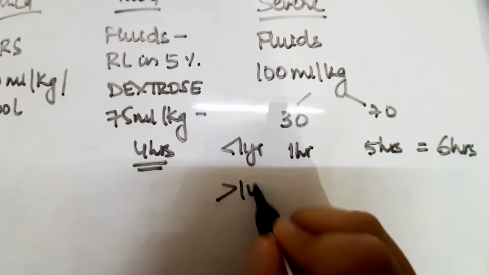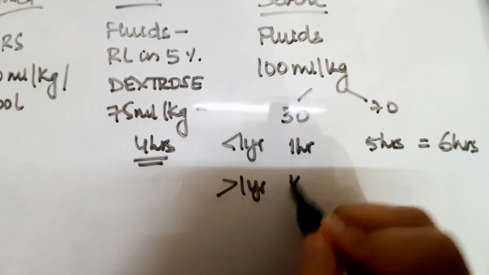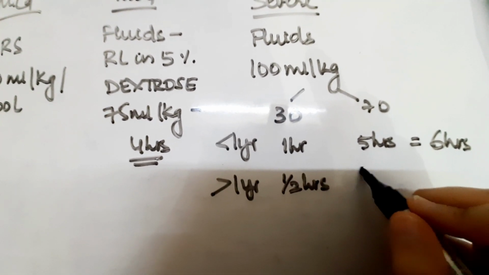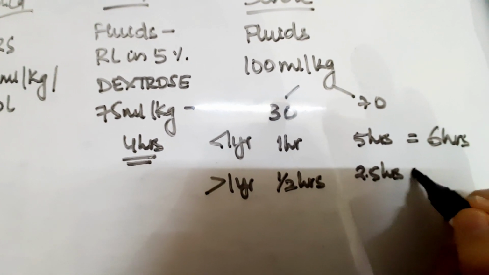Whereas if the child's age is more than 1 year, the first 30 ml will be given in the first half hour, and the next 70 ml will be given in the next 2.5 hours, which brings the total time to 3 hours.